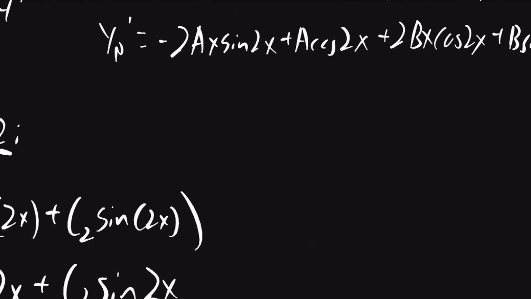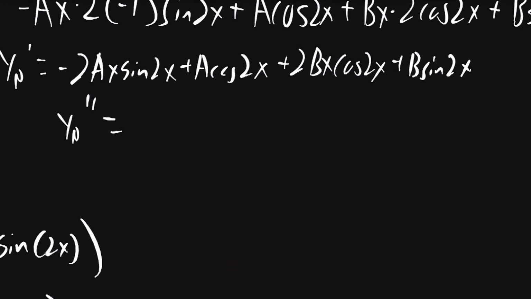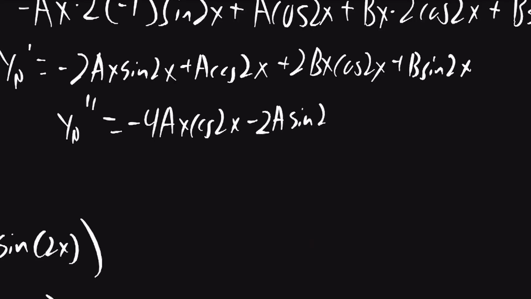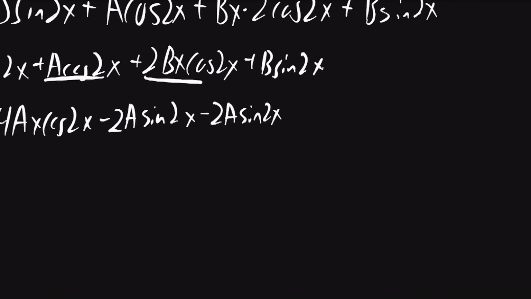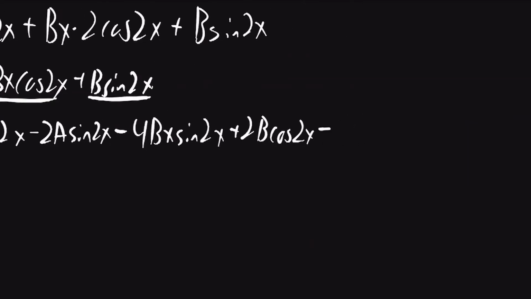We can differentiate this again. yp double prime is going to be equal to, for this first term, I'll use a product rule again. We'll get negative 4ax cosine 2x minus 2a sine 2x. For the second term, I can differentiate directly. We'll get minus 2a sine 2x. For this next term, I'll use product rule again. It'll be minus 4bx sine 2x plus 2b times cosine 2x. And for this last term, we can differentiate directly. We'll have plus 2b cosine 2x.